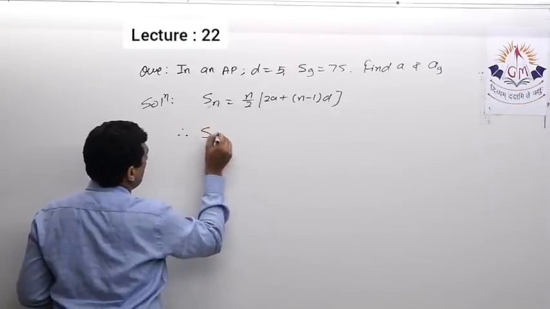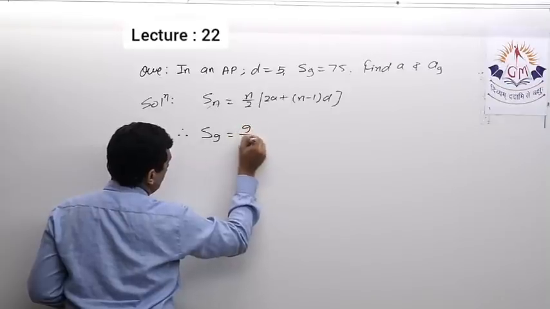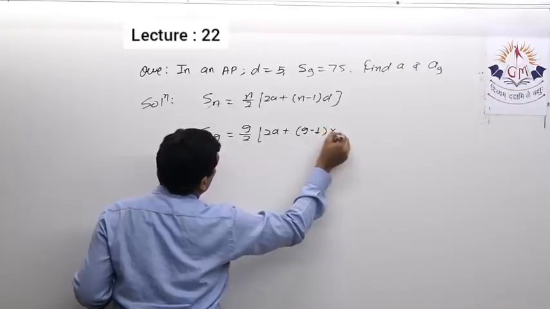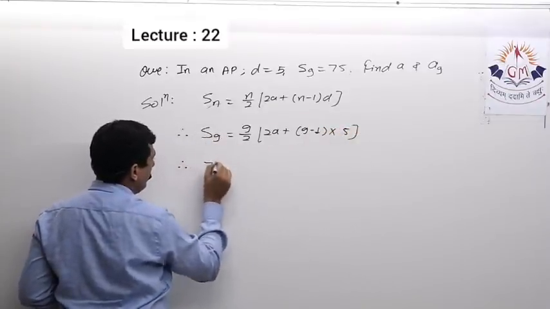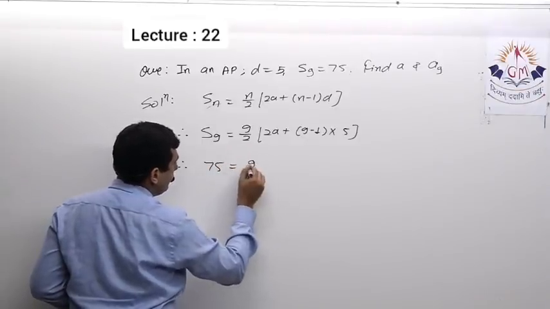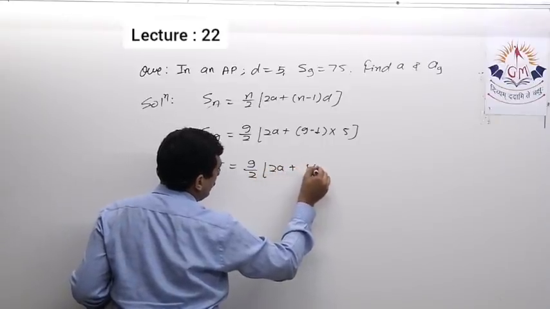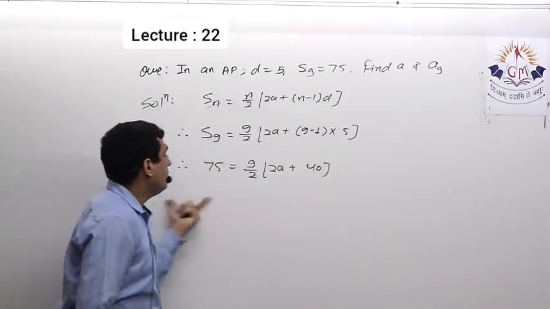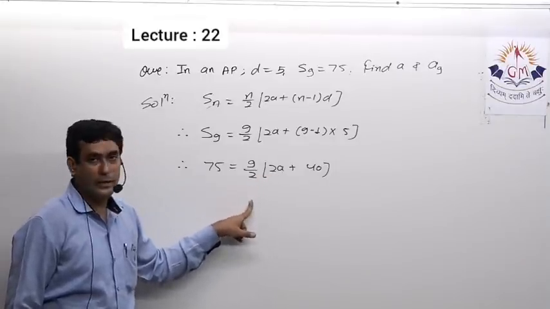So S9 is equal to 9 by 2, 2a plus 9 minus 1 into d, which is 5. d is 5. Also, S9 is 75. 75 is equal to 9 by 2, 2a plus 8 into 5, that is 40. Okay, 9 minus 1 is 8, 8 into 5, 40. So now you can see this is an equation in a single variable in which a is the variable.